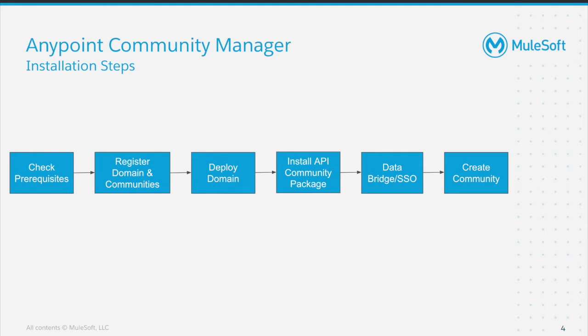The next step in the process of installation is enabling My Domain and enabling the communities. When you enable My Domain, a customer-specific name is included in the Salesforce URL. This step also makes Salesforce the identity provider, which is then used during the setup of data bridge between the Anypoint platform and the Salesforce organization.